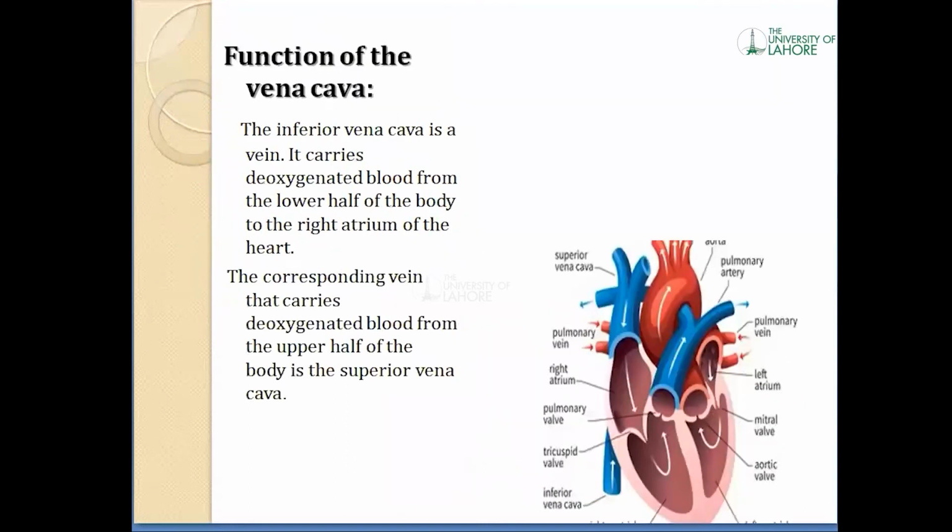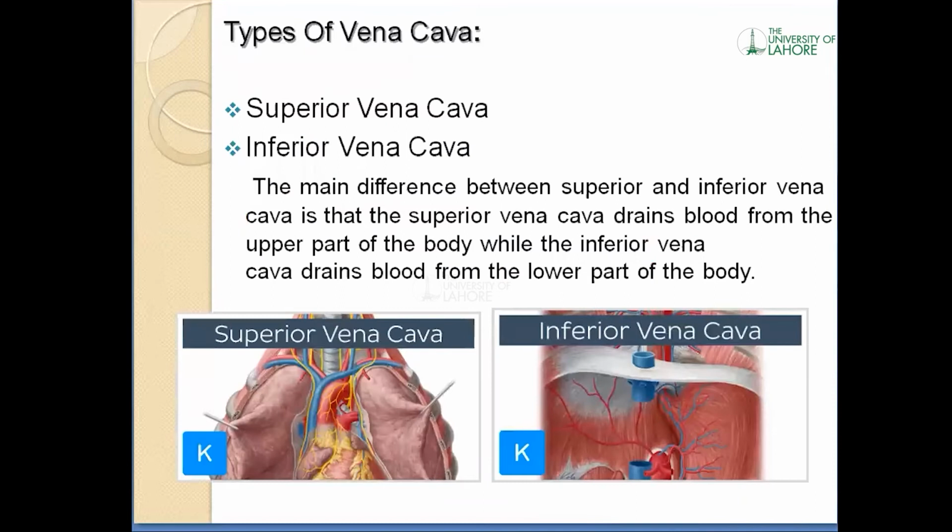Function of vena cava. The inferior vena cava is a vein. It carries deoxygenated blood from the lower half of the body to the right atrium of the heart. The corresponding vein that carries deoxygenated blood from the upper half of the body is the superior vena cava. Types of vena cava: superior vena cava and inferior vena cava.